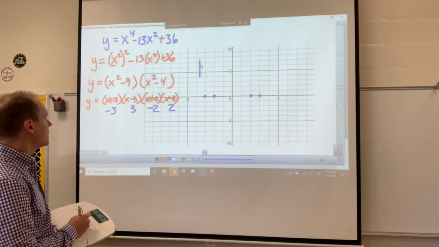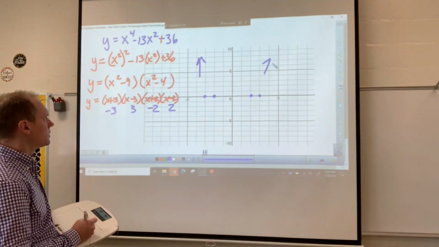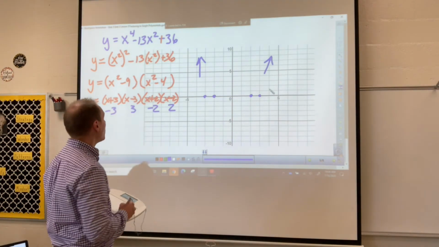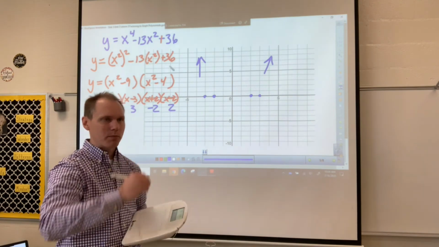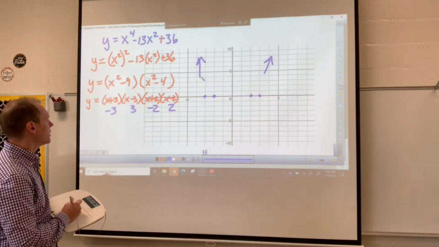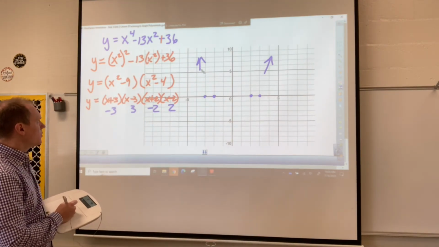to the left and up to the right. We know that much. The y-intercept is actually going to be 36. I'm not going to graph that. I'm just going to kind of go up and break the graph at one point. But we know a lot more that we can do.